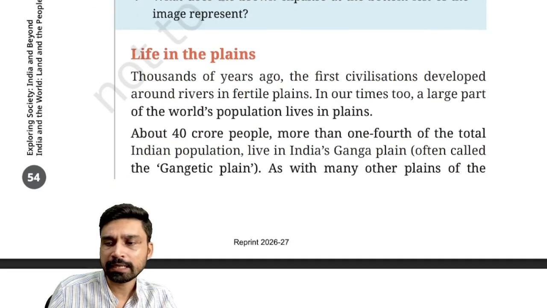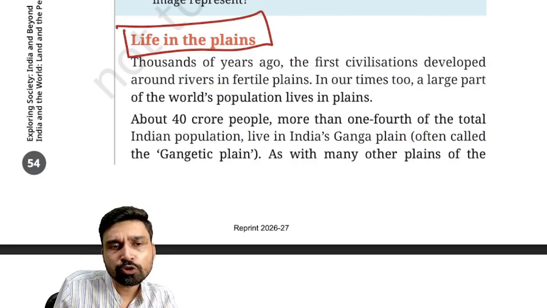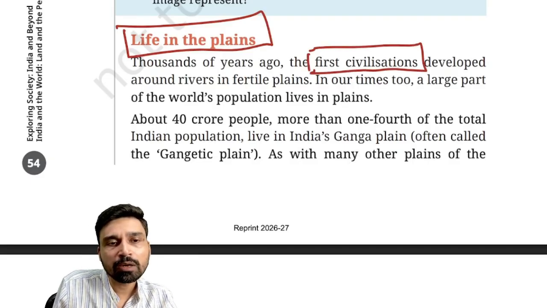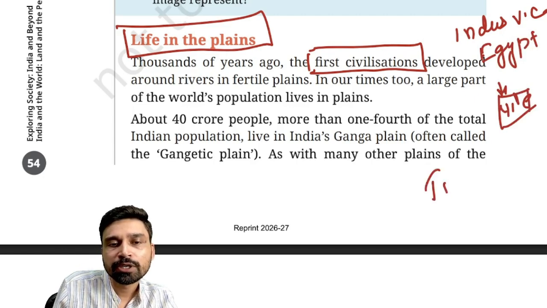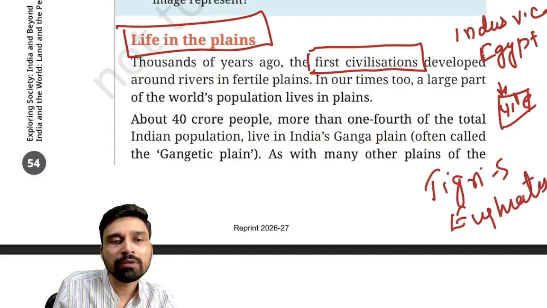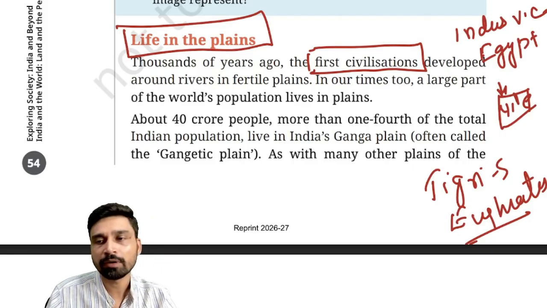Now let us try to understand the life of people in the plains as well. Thousands of years ago, if you talk about the first civilizations that developed in the world, most of them developed around fertile plains. For example, you would have heard about the Indus Valley civilization. You would have heard about the Egyptian civilization. The Egyptian civilization also developed along the bank of which river? The answer would be the Nile River. Similarly, the Tigris-Euphrates civilization in the Middle East also developed along the banks of the Tigris and Euphrates.